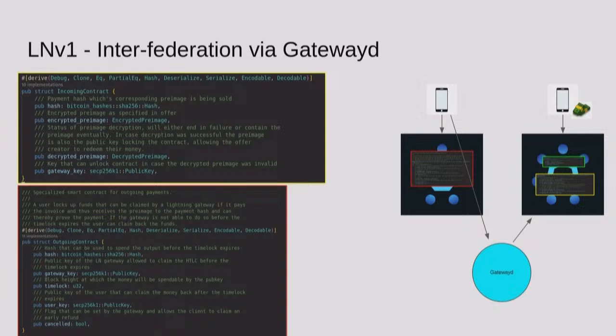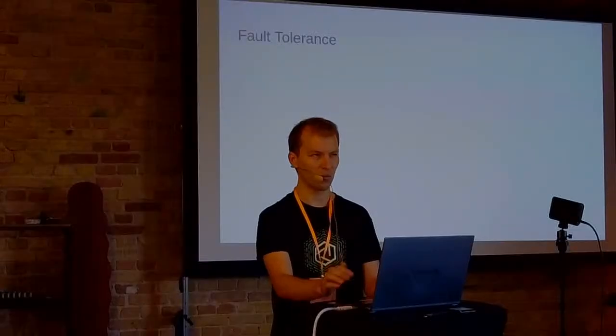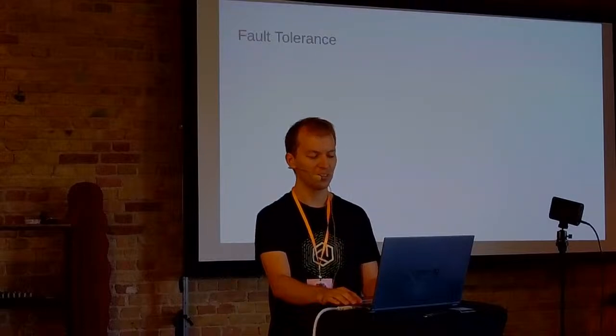And as part of doing that, the pre-image is revealed, and the gateway can then reveal that to A and take its own ecash. So the gateway doesn't lose any money there. It actually might gain some money via fees. Okay, so that's sort of how the protocol works. We've had that working for a long time.